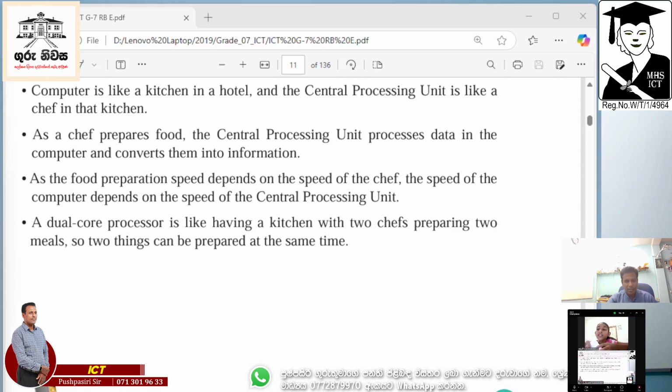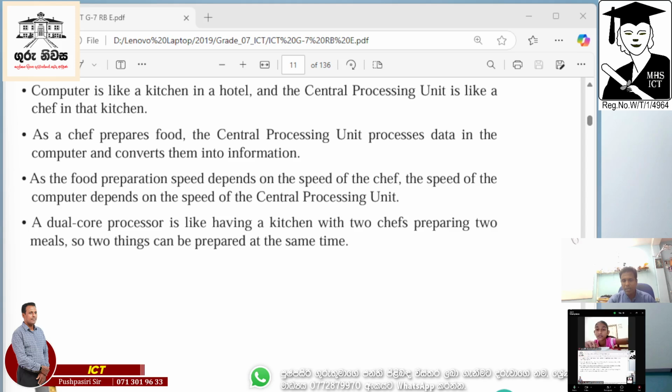If two persons cook, what will happen? It makes it very fast. Yes, it makes it very fast.